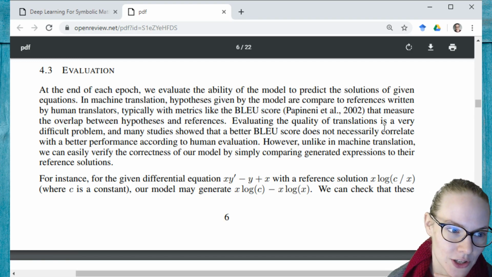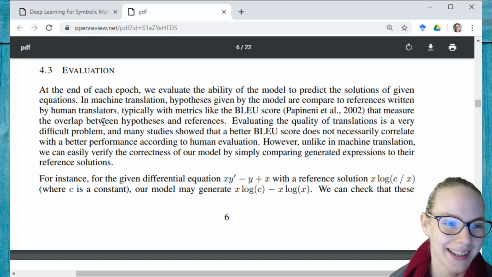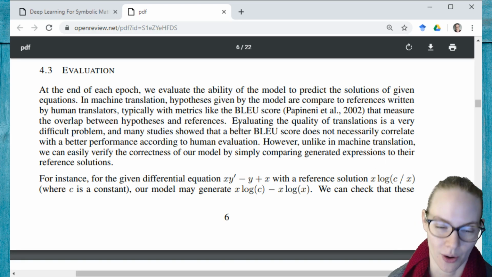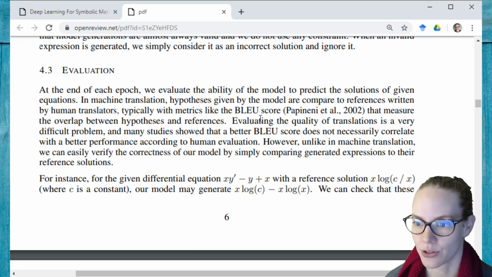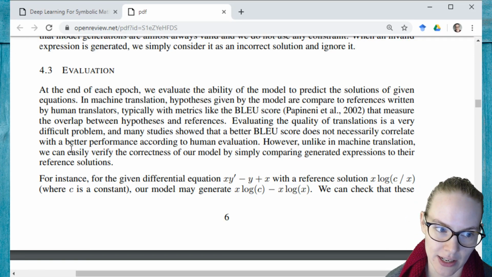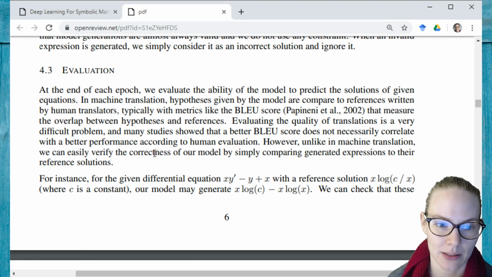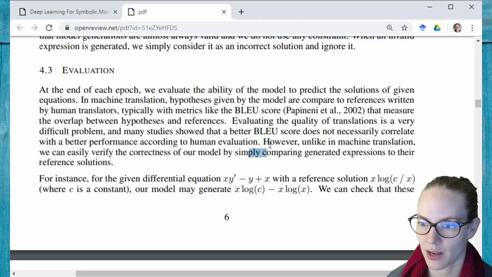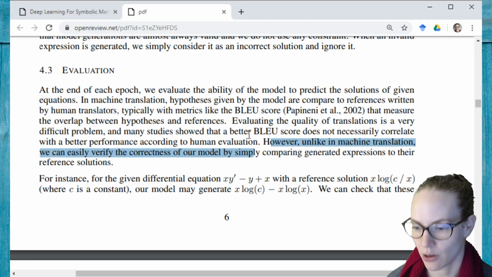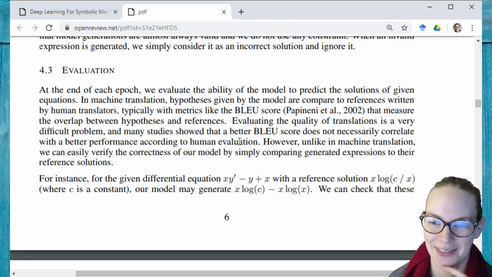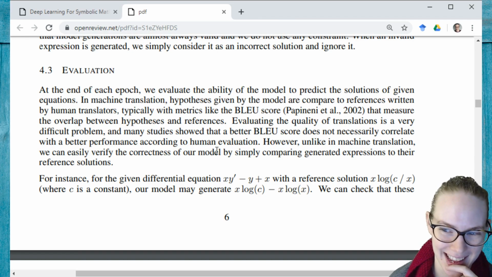Evaluating the quality of translations is a very difficult problem, true, and many studies show that a better BLEU score does not necessarily correlate with a better performance according to human evaluation. Also true. However, unlike in machine translation, we can easily verify the correctness of our model by simply comparing generated expressions to their reference solutions. So in that way, it is much easier than machine translation because there is one solution to each equation, which is really nice. Machine translation would be much easier if that were the case.